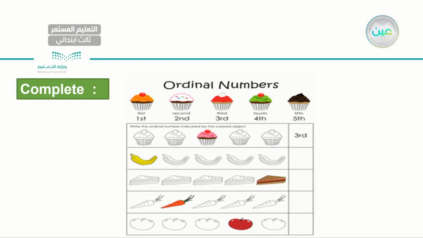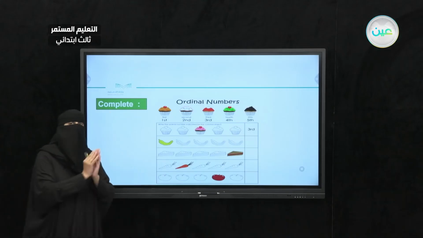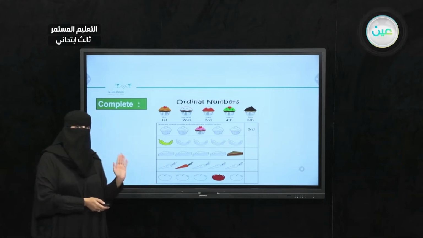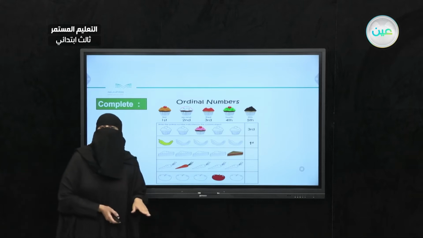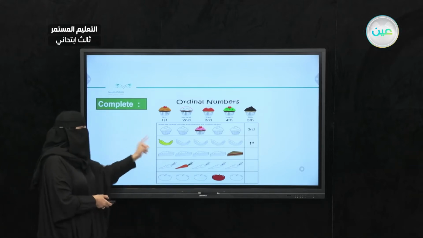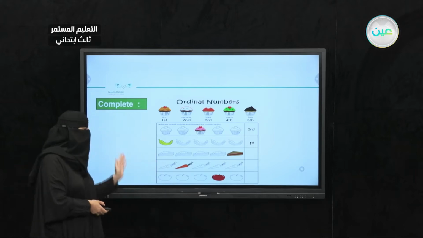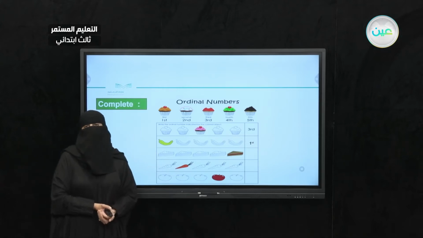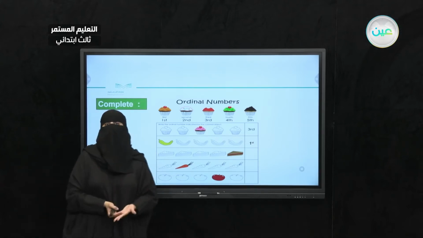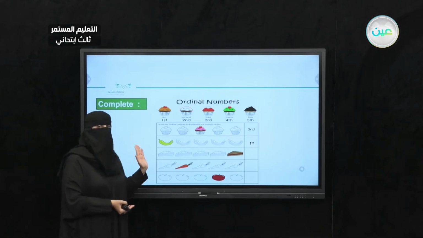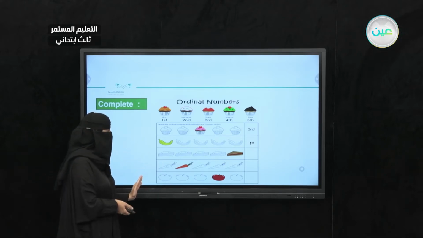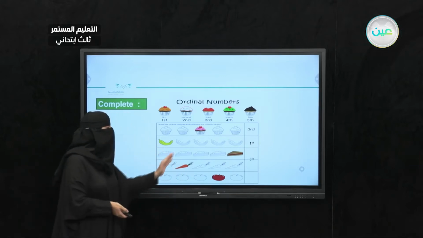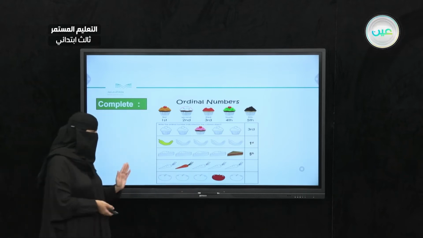How about the banana, my dear student? Tell me about the position or the place of the banana here. It came or it comes first. Very good. It was the first banana, okay? The colored banana or the yellow banana came first. How about the sandwich? How about the sandwich? Now, try to remember the ordinal numbers that we learned. Is it the first, second, third, fourth? Actually, it's the fifth sandwich. It's the fifth sandwich. Very good.